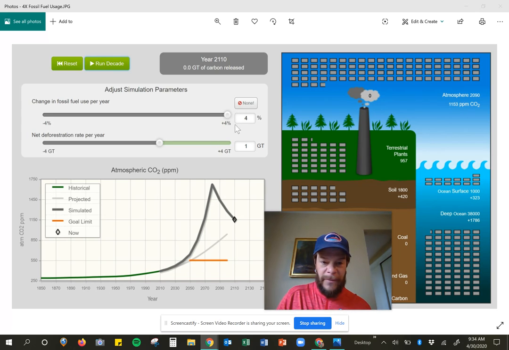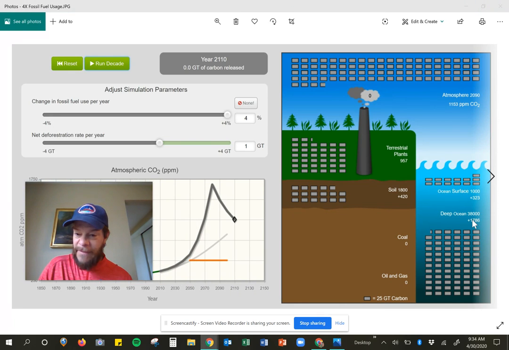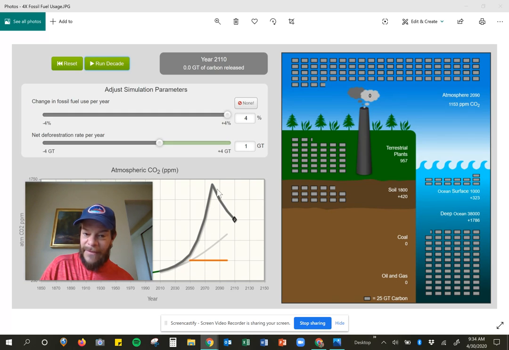And we notice when we increase it by 4 and we increase it by 1, the atmosphere gets 1153. Those are all those gray rectangles. That's a big sink. The ocean gets 1786. That's a big sink. Notice there's nothing left here. And here is my graph. When we increase fossil fuels, it's a very, very steep graph.